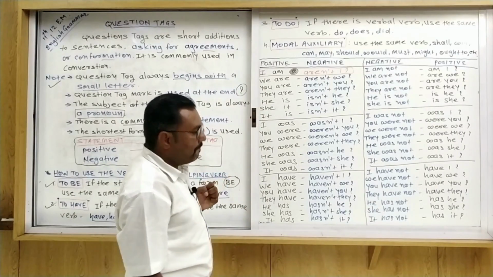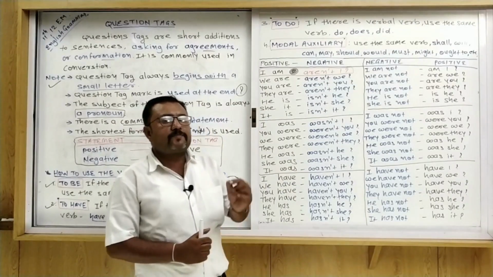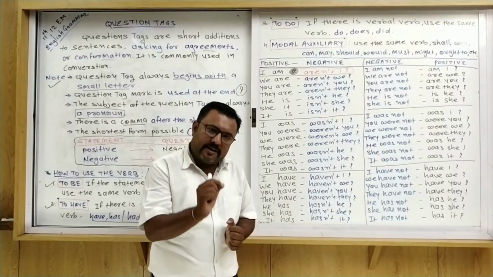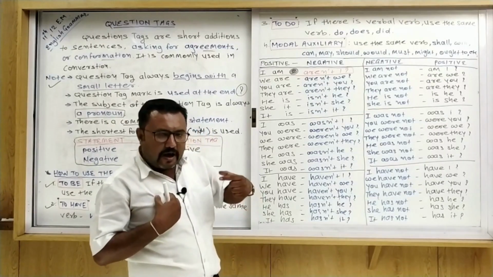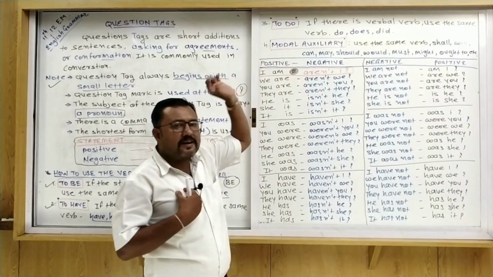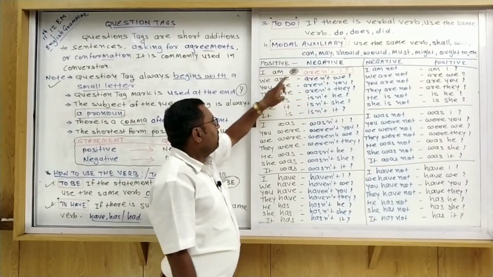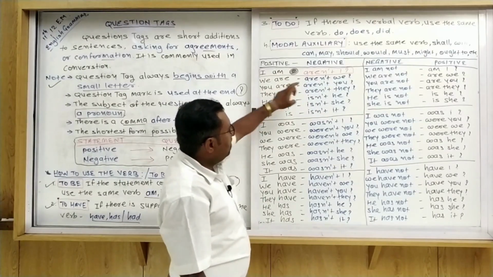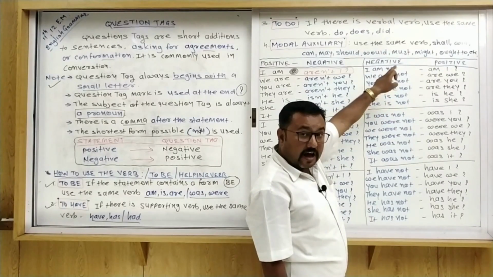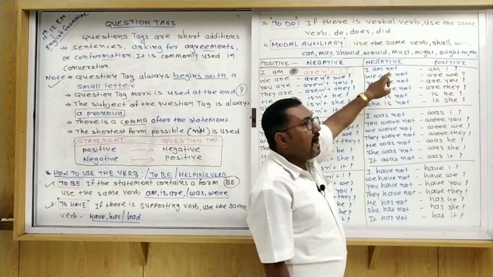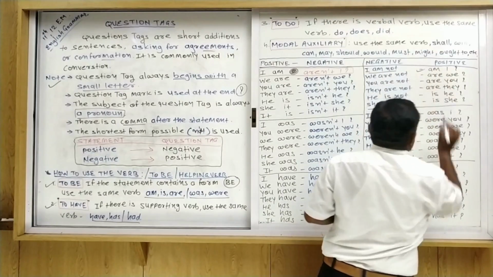For example, I am a teacher. Most of the students write the answer, amn't I? But please keep in mind, when I use I am, then you have to use aren't I. We never use amn't here. So please, I am, aren't I. The same thing, negative into positive. I am not a teacher. I am not. So we cannot say are I, but here we write the same: I am not, so you write am I.